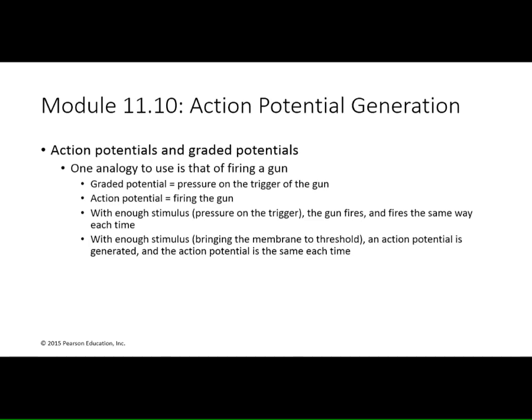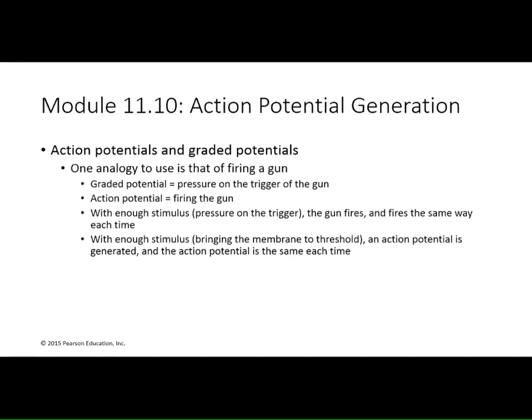Graded potentials, the pressure on the trigger of a gun, right? So a little bit of pressure, a little bit of pressure, a little bit of pressure, but at some point you reach a, quote, threshold. Boom. You pull that now, and there's no going back. The gun is going to fire. So that's kind of the difference between a graded potential, aka local potential, and an action potential. With enough stimulus, with enough pressure on the trigger, then you will reach threshold and it will fire.